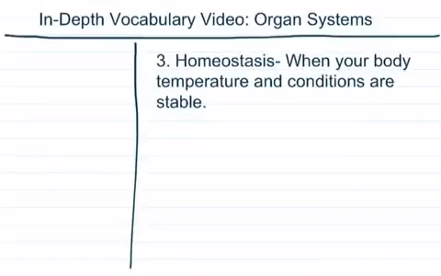Now that leads us to the last one, homeostasis. Homeostasis is not an organ system, but it's what all your organ systems, all 11, try to do, which is to keep you stable, without being too hot, too cold, your blood not too acid, not too alkaline. It's when your body temperature and all the conditions inside of your body are stable. For example, if you have a fever, then you're hot, you don't feel good, it's because you're out of homeostasis.